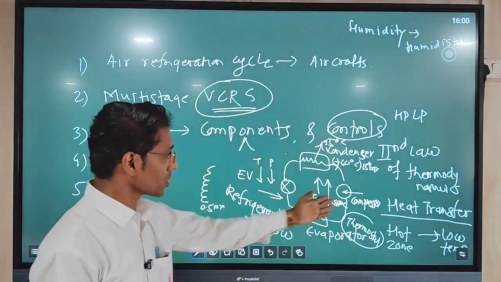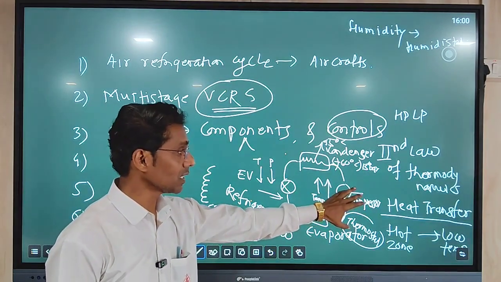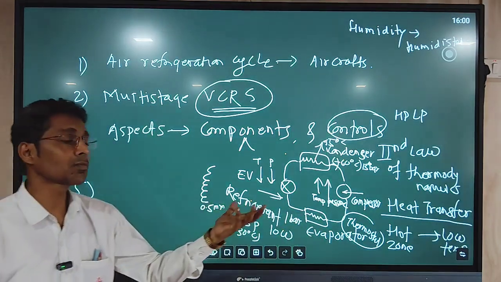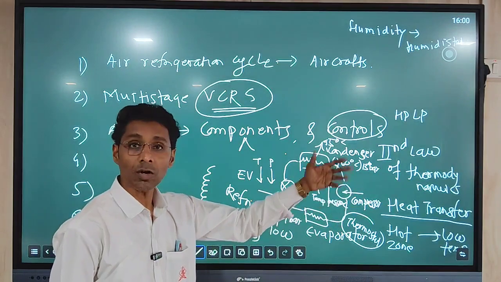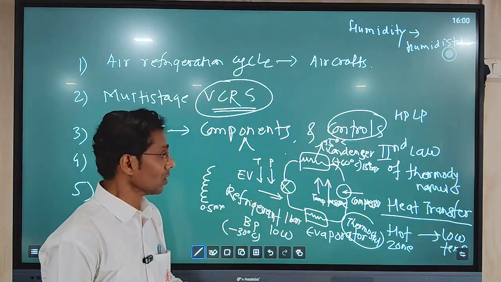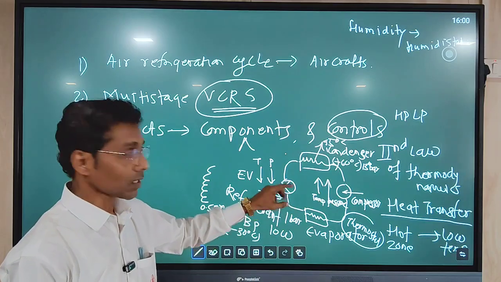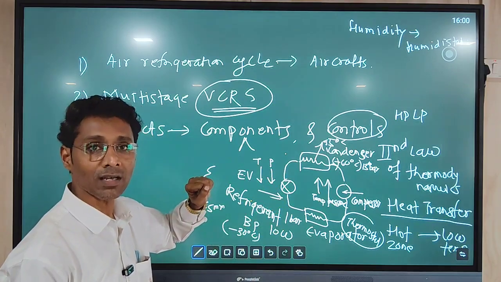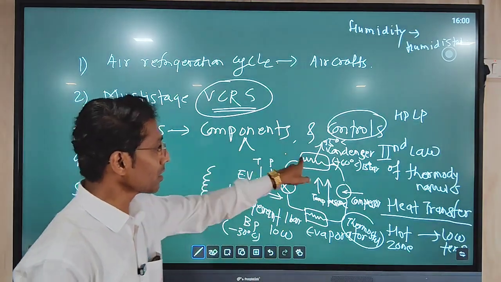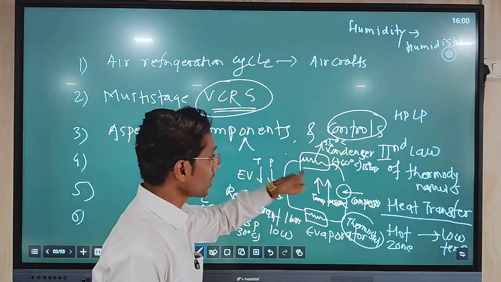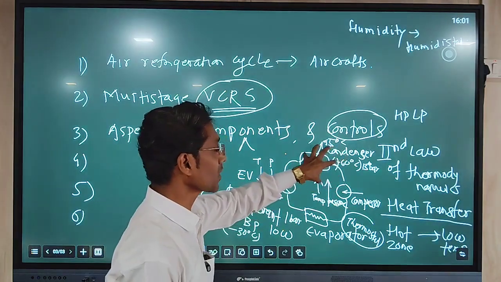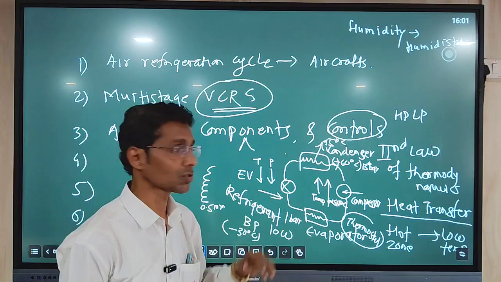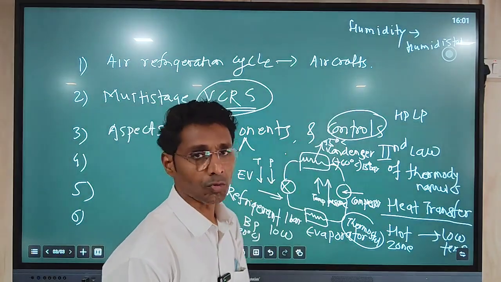Then there are some other controls here. The compressor: to drive that compressor, different kinds of prime movers are used. Some electrical motors are there, so controls of motors are also there. In the expansion device also, to control the temperature, some devices are used. In the condenser, to maintain the temperature within a certain range, some devices are required. So all these come under the controls.